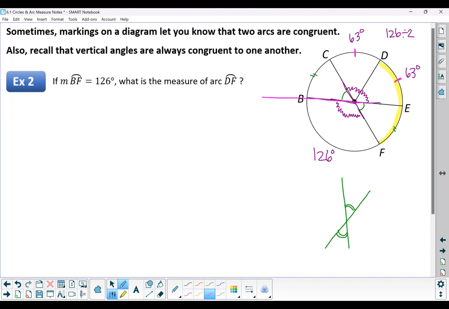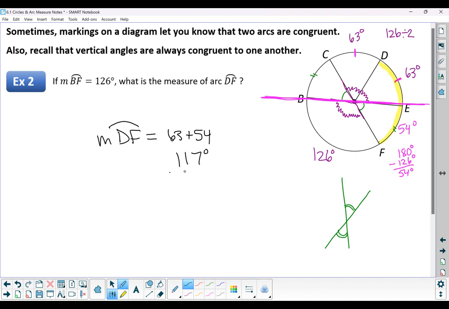Well, again, always look for diameters that can help you. BE is a diameter that cuts that circle right in half. So we can calculate EF by taking 180 degrees and subtracting 126 degrees. Sometimes I'm so bad at subtraction. Let's see, 54 degrees. All right, so now we can answer the final question. The measure of arc DF is 63 plus 54, which is 117 degrees.